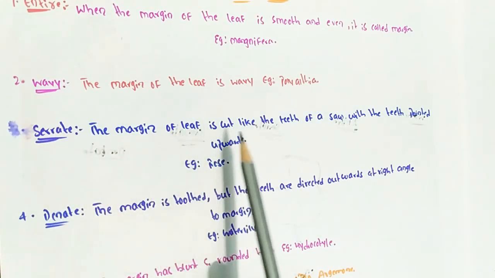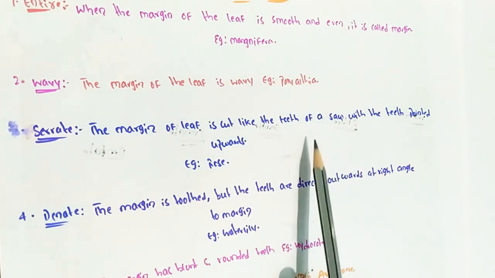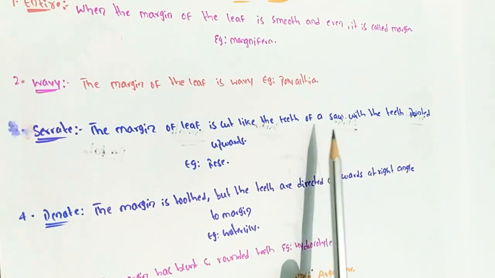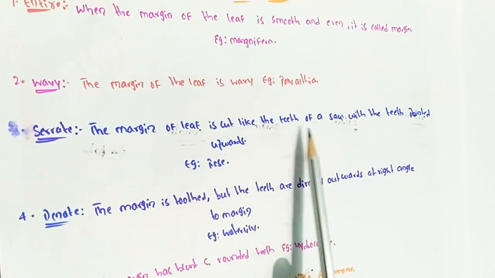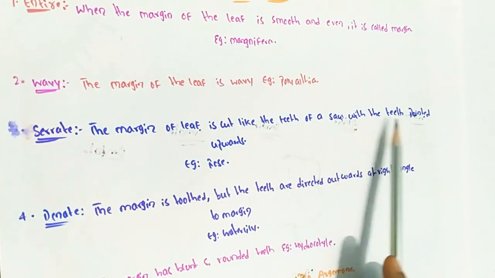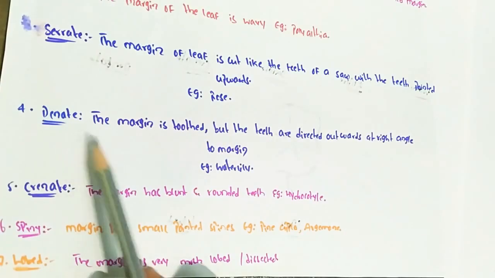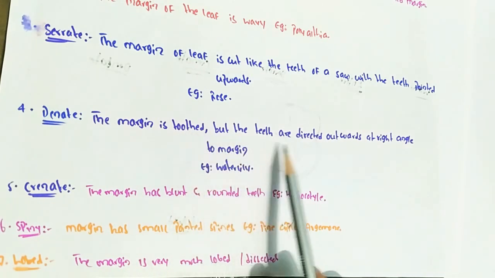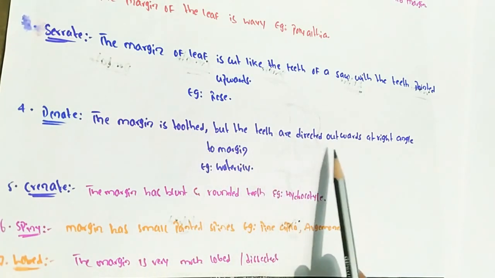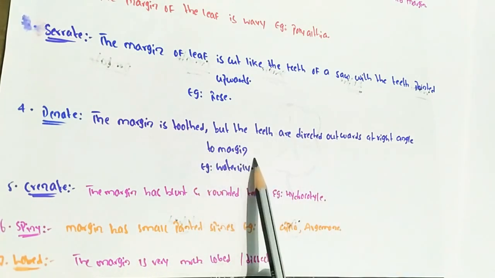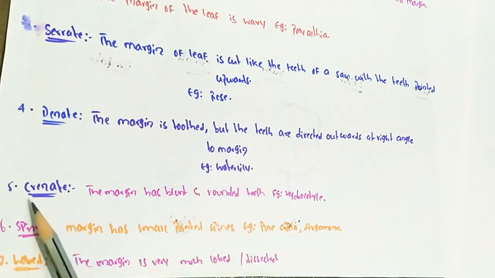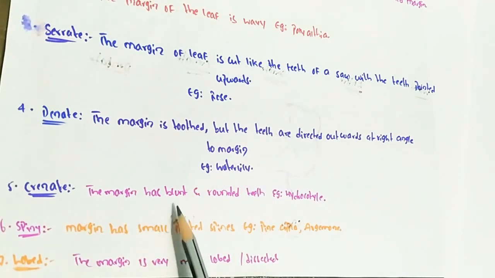Third type, serrate. The margin of the leaf is cut like the teeth of a saw, with the teeth pointed upwards. Example, rose. Next type, dentate. The margin is toothed but the teeth are directed outwards, at right angle to the margin. Example, water lily. Fifth type, crenate. The margin has blunt teeth.